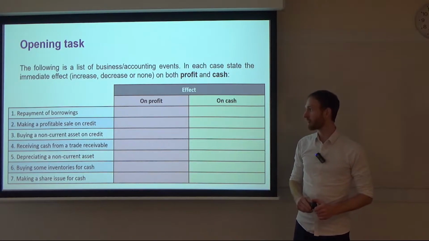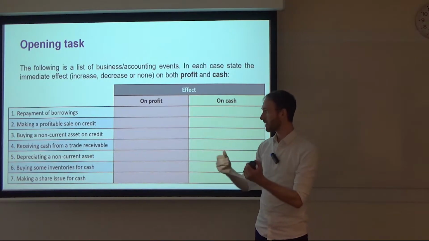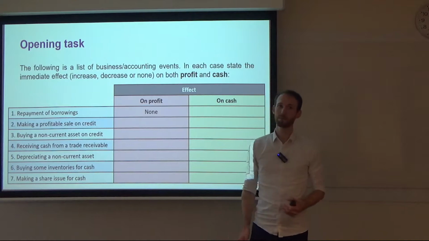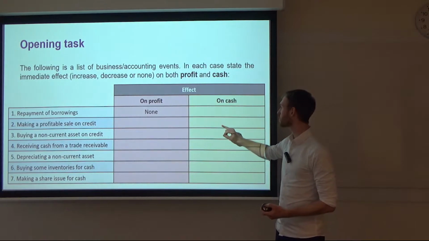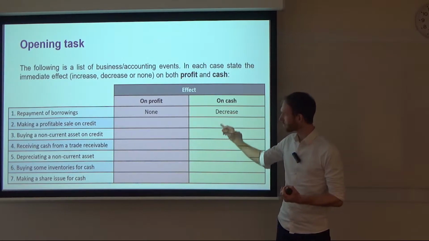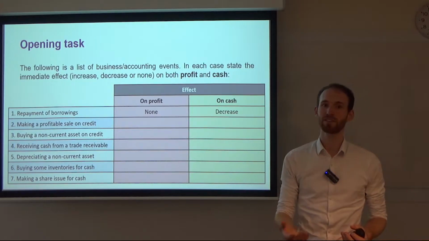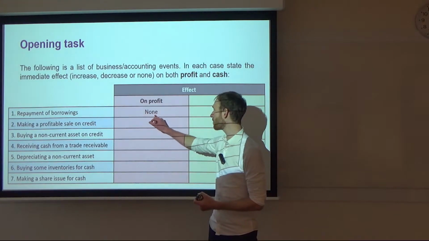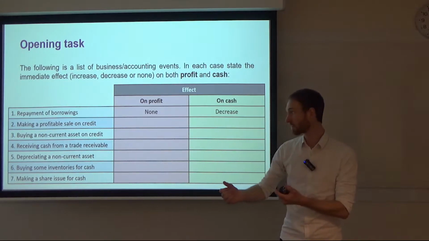Repayment of borrowings. So basically this means we have received money from a bank or an investor, and we repay this. This has no impact on profit because we simply give away money that we received earlier. But on cash, of course, this will decrease the cash, because we're just giving away the cash to a bank or an investor. So cash flows out of our company, but it has nothing to do with profit, because we received the money at a certain moment in time and now we give it back.